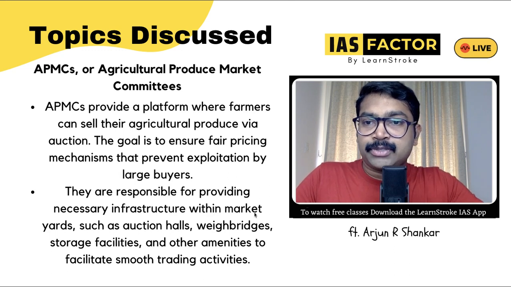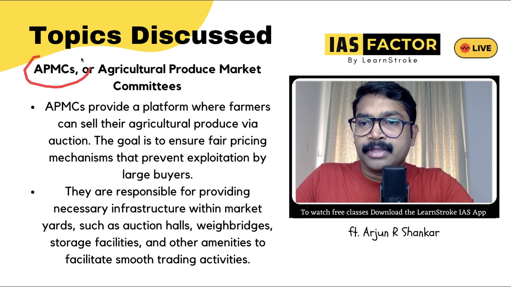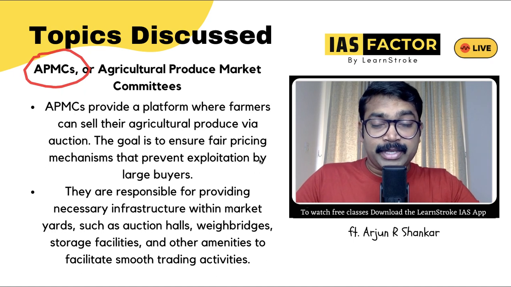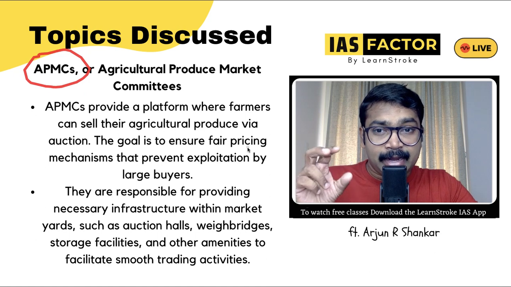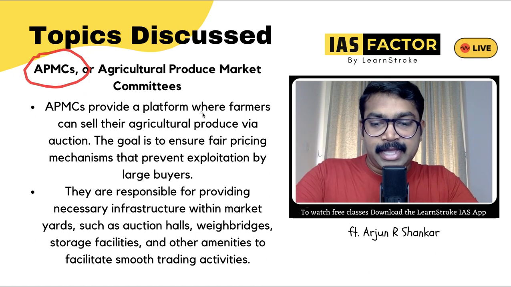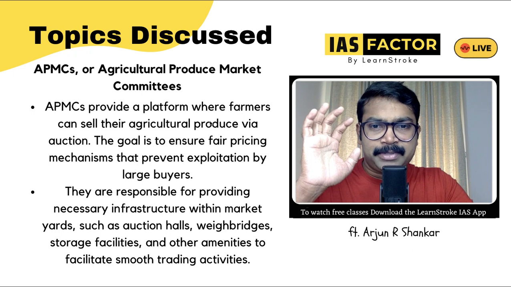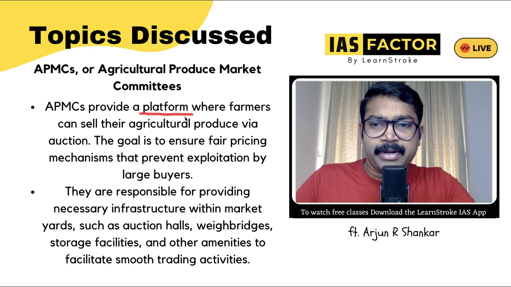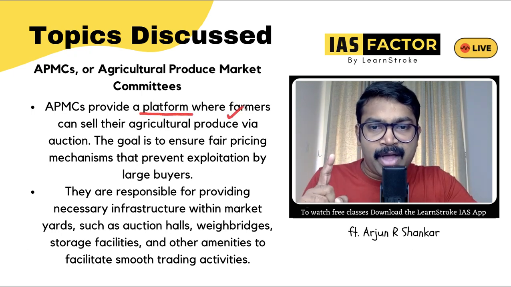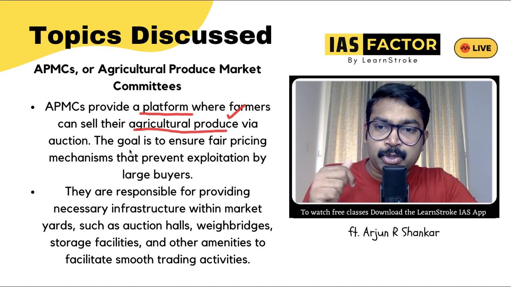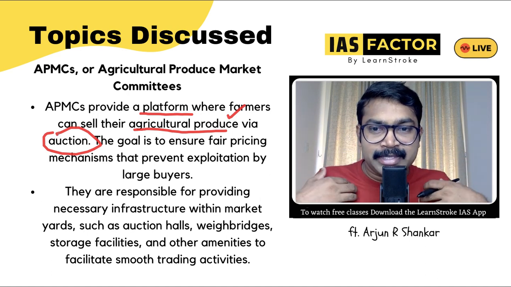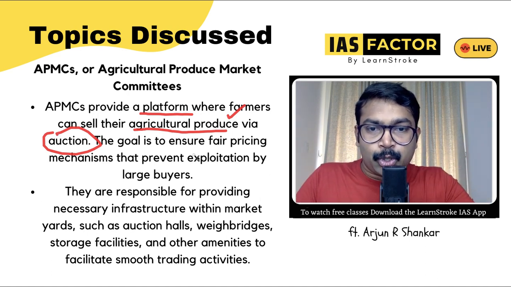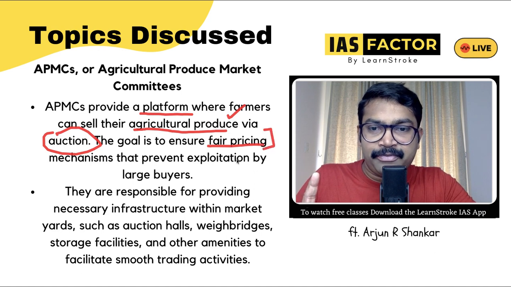And let's also discuss what you mean by APMC. This can also be asked as a prelims question. What is APMC? APMC means Agricultural Produce Market Committees. So what is APMC? It is just a platform. Very simple. APMC is a platform where farmers can sell their agricultural produce via auction. So it's a platform where farmers can sell their products. The goal is fair pricing. Farmers need to get fair pricing, and it is to prevent exploitation by larger buyers.